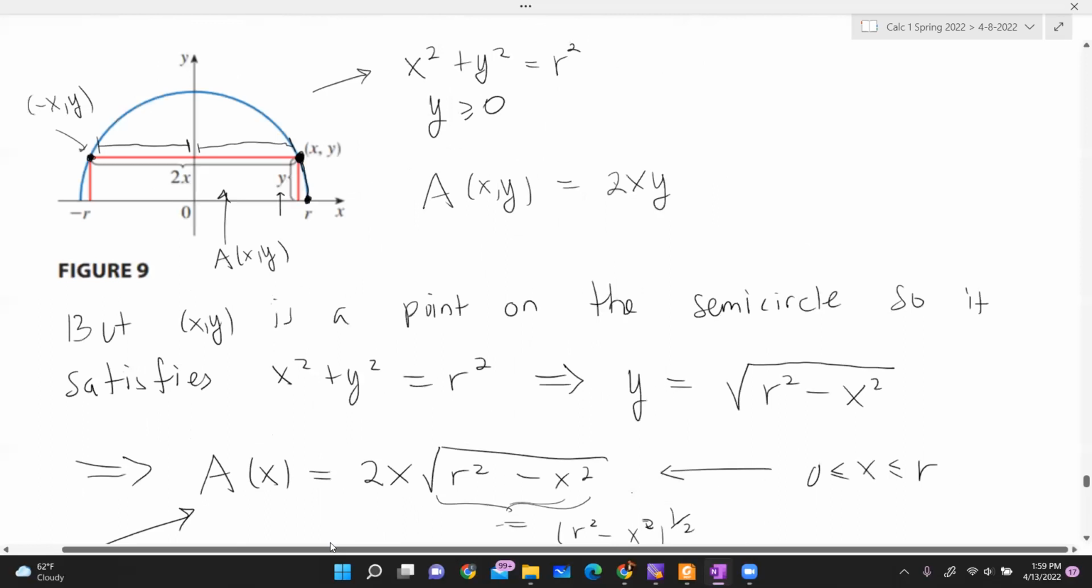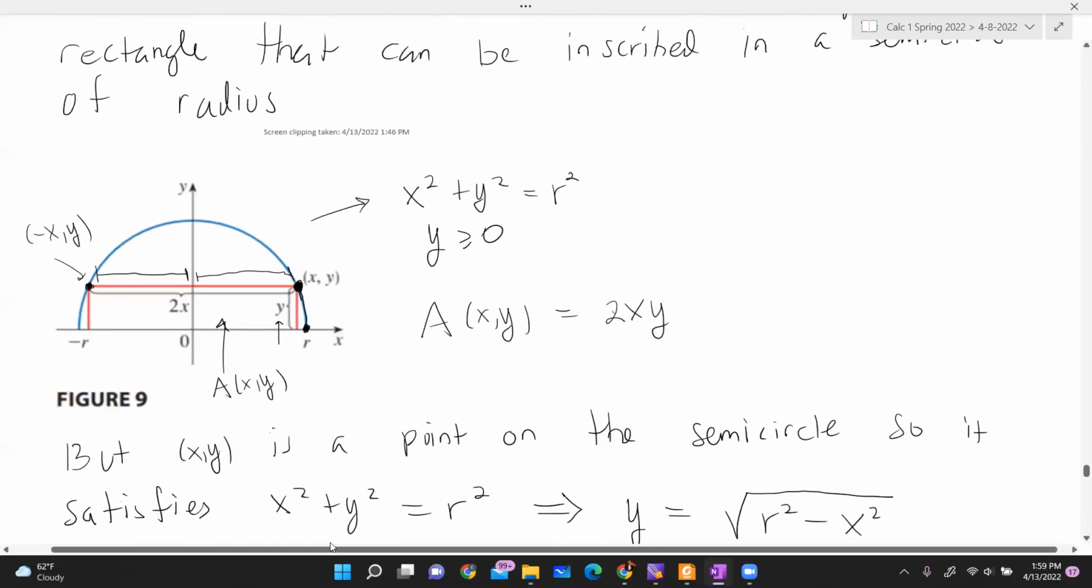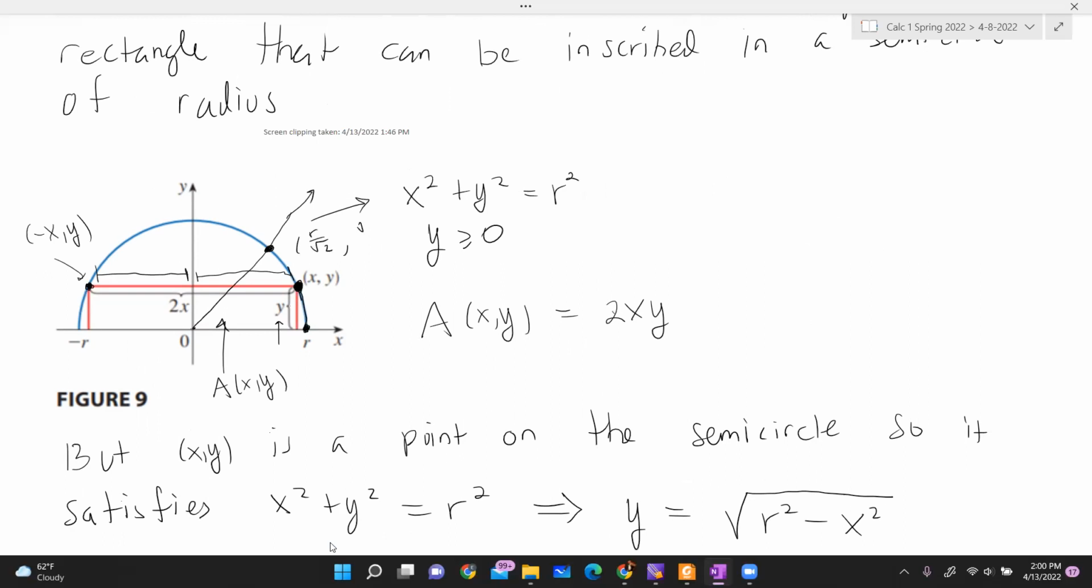So really, you're looking at this diagonal line. The x and y coordinates are the same. So you have the line y is equal to x, and it intersects here at r over square root of 2, r over square root of 2.